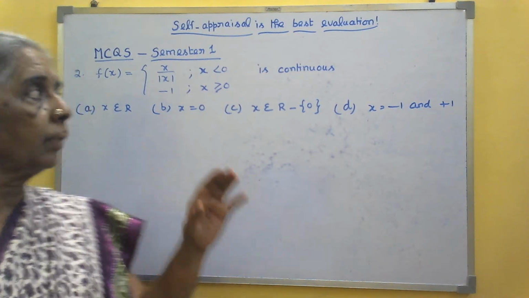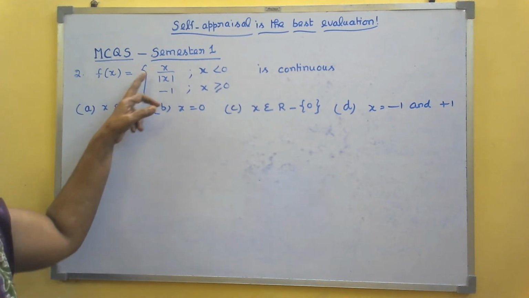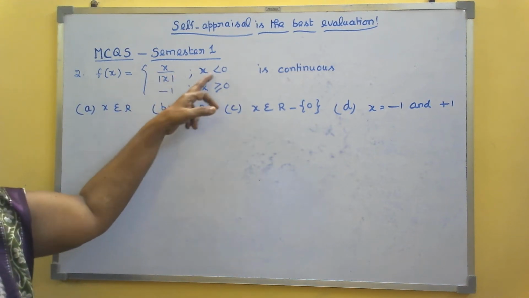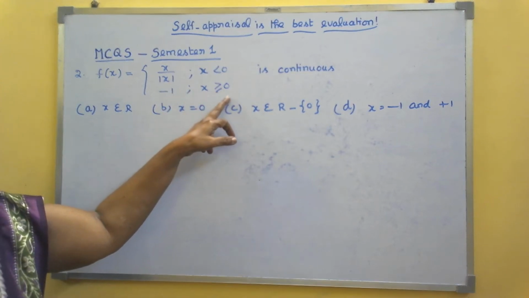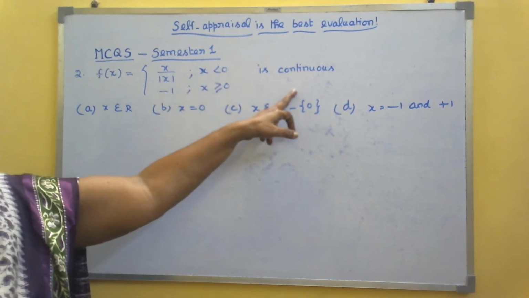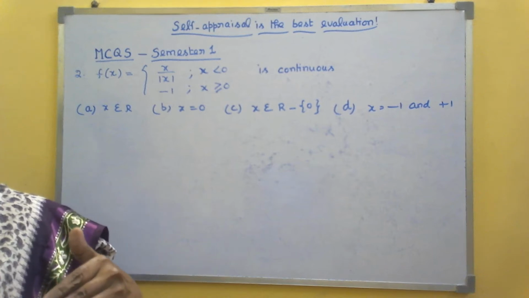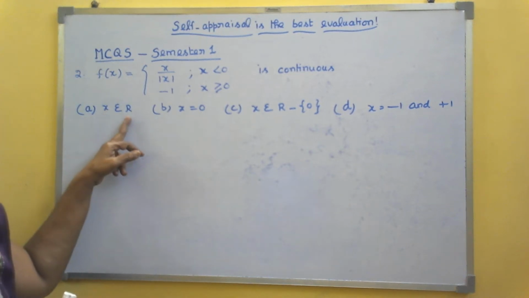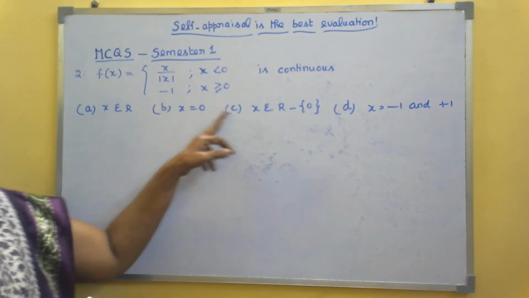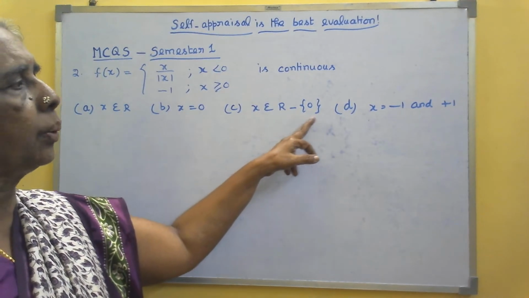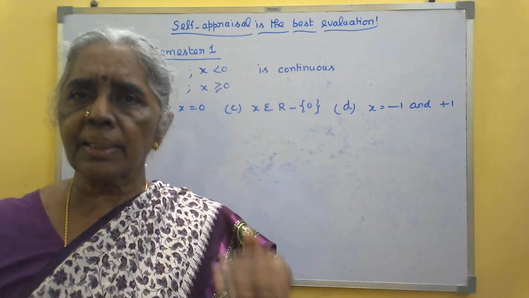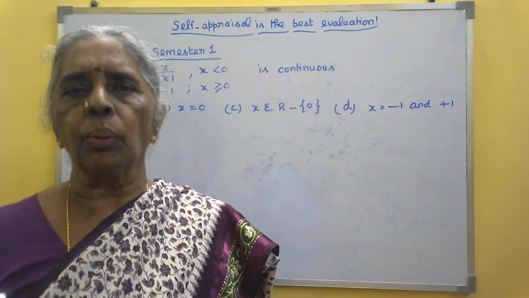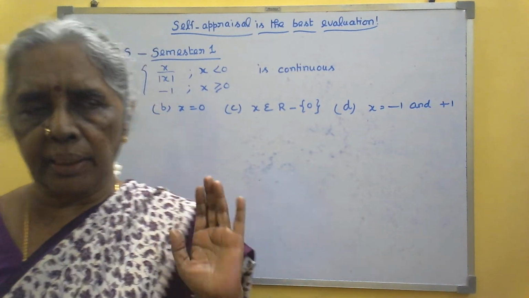Sum number 2. F of x is equal to x by mod x when x is lesser than 0, minus 1 when x is greater than or equal to 0. It is continuous. They have given some conditions like the value of x belongs to R, or x is equal to 0, or x belongs to R minus 0, or x is equal to minus 1 and plus 1. You have to find what is the condition, what is the x value if the f of x is continuous.